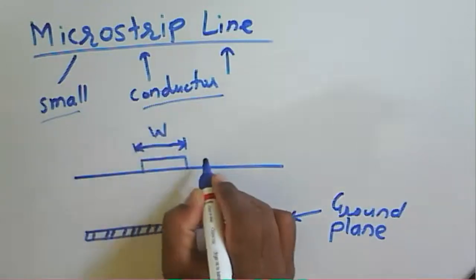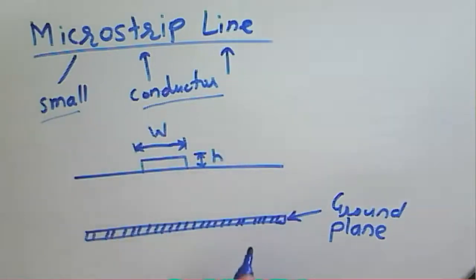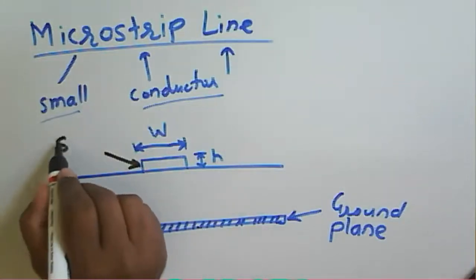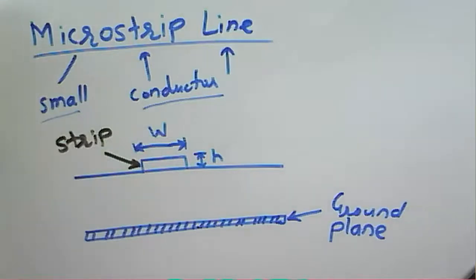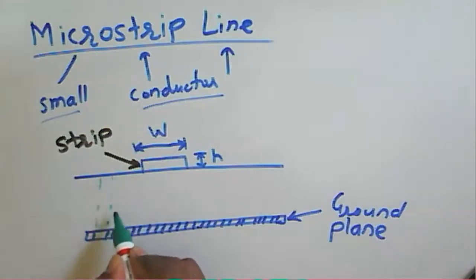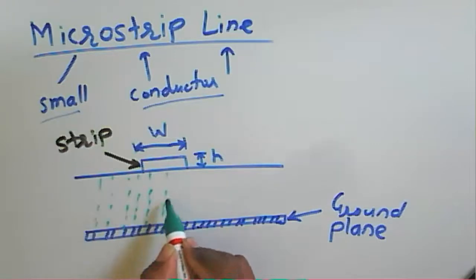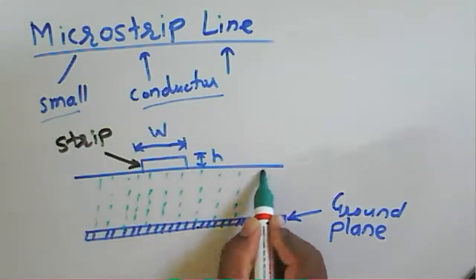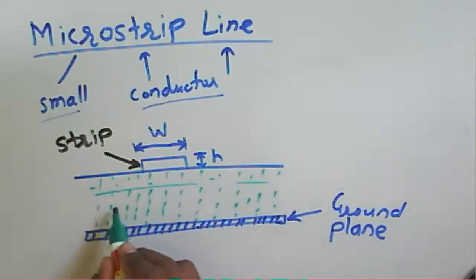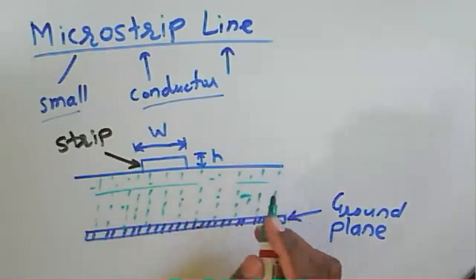This strip has some particular height. And the region in between the ground plane and this conducting plane, this one is the conducting strip. And in between that strip and the ground plane, we have a dielectric, or we say it is a substrate. This one is the substrate.